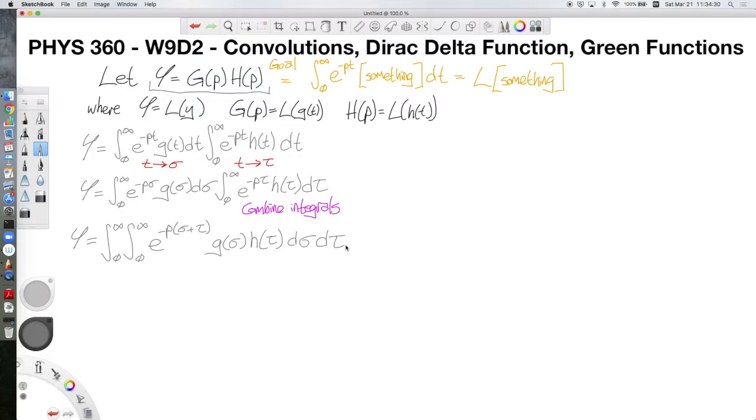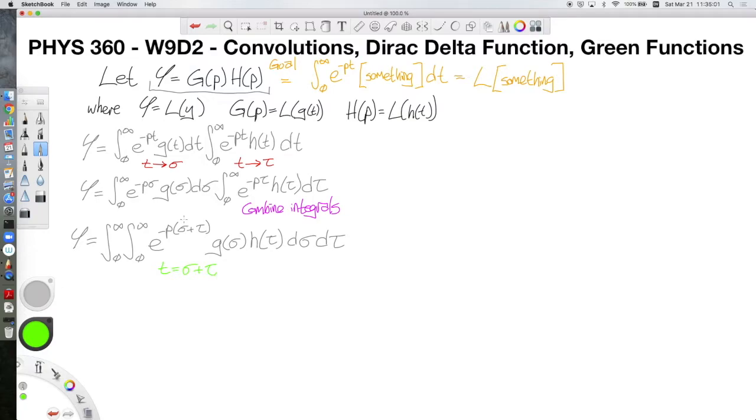Well, we're starting to get a little closer to what we're looking for at the end here. We have an e to the minus p times something term, and we need an e to the minus p times something term at the end of the day. So we're going to do another change of variables here. And that change of variables is going to be that we're going to let t equal sigma plus tau. And that would leave us with an e to the minus pt term.